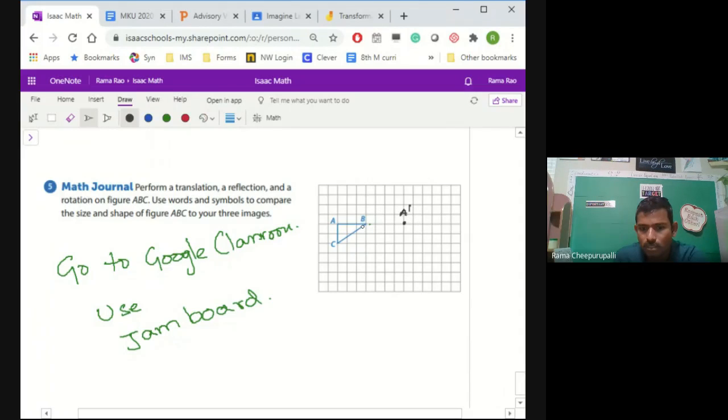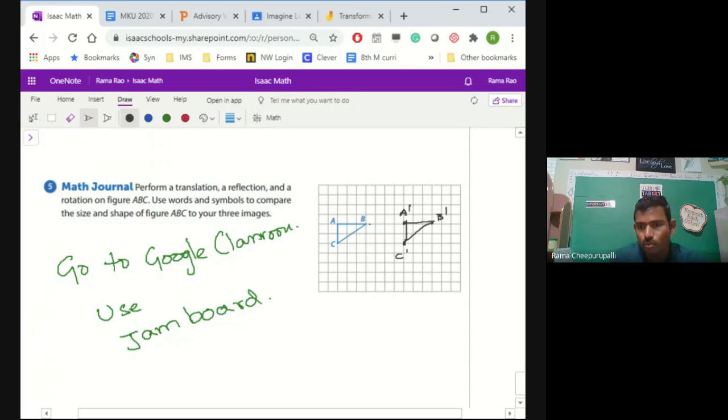Now these are 1, 2, 3 blocks, 1, 2, 3 blocks, so I put B prime. And then there are 1, 2 blocks, so C prime. Then I'm going to join that. So I made a translation because I moved the figure to here. Okay, that's a translation.